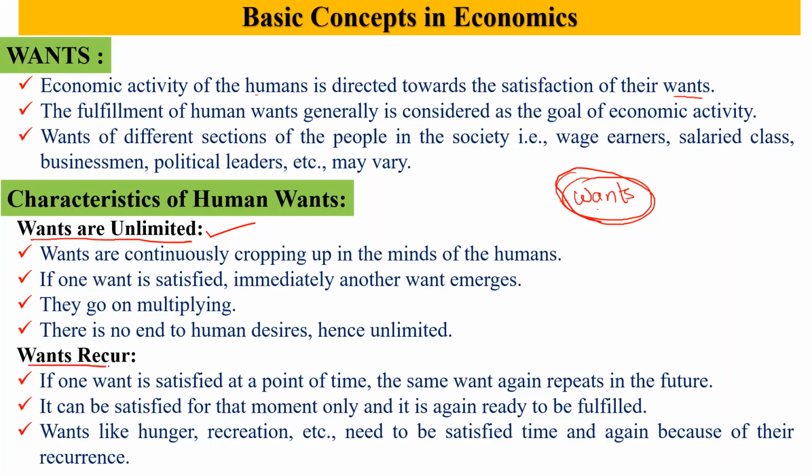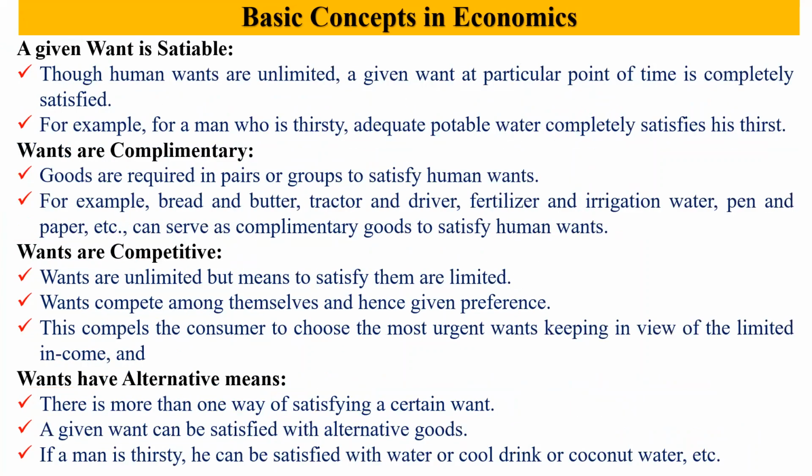The second characteristic is that wants recur. That is, if one want is satisfied at a particular time, the same want will repeat again in the future. It can be satisfied for that moment only, and again in the future it will repeat, and again we have to fulfill it. For example, wants like hunger, recreation, need to be satisfied at a particular time, and because of their recurrence, again and again they have to be satisfied. The wants reoccur.